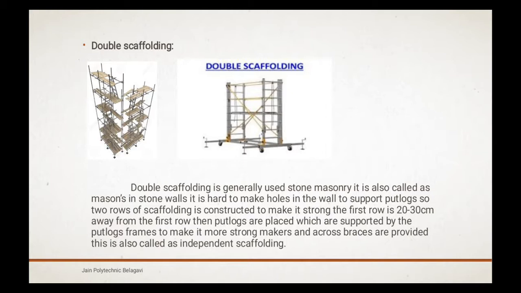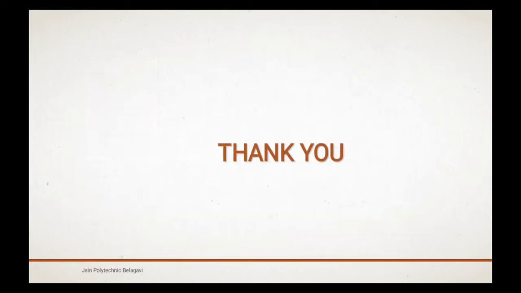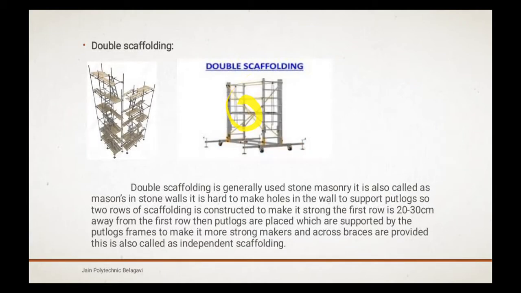This is also called independent scaffolding. So see here the double scaffolding. This is a ready-made scaffolding and this is a mason-made scaffolding. This is ready-made scaffolding, various types of scaffolding, steel scaffolding, and it is reused.